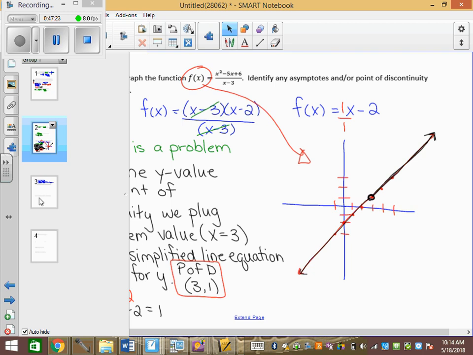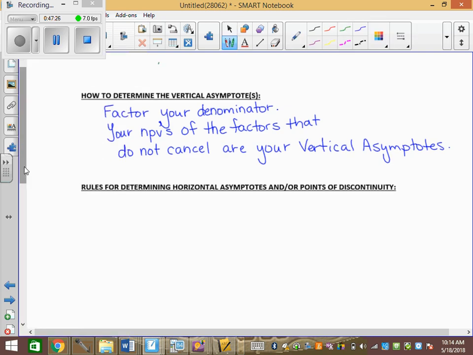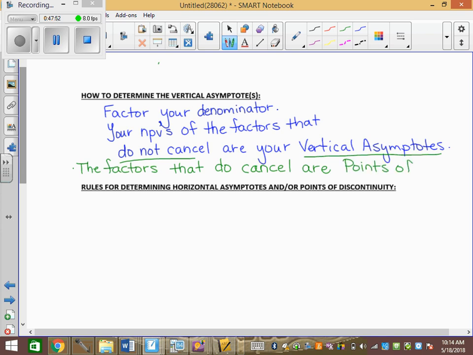We're going to go back to here. So this is what I wrote. Factor your denominator. Your NPVs of the factors that do not cancel are the vertical asymptotes. The factors that do cancel are what? They are not vertical asymptotes, they're what? Yes. Discontinuity.